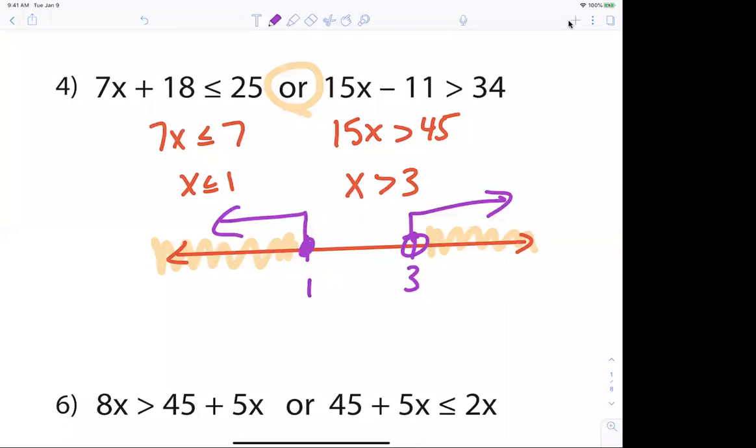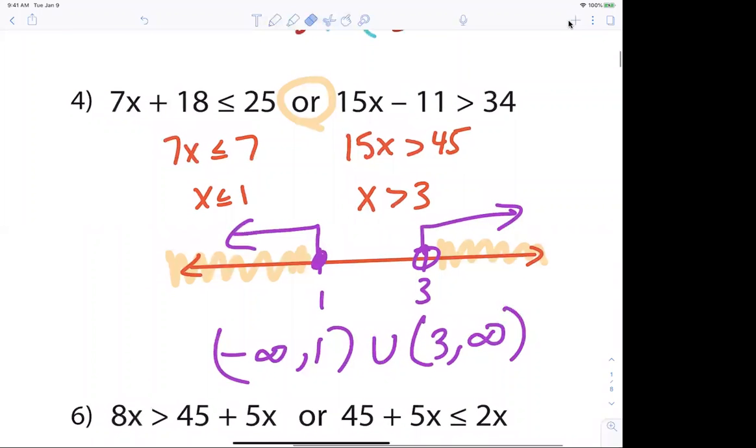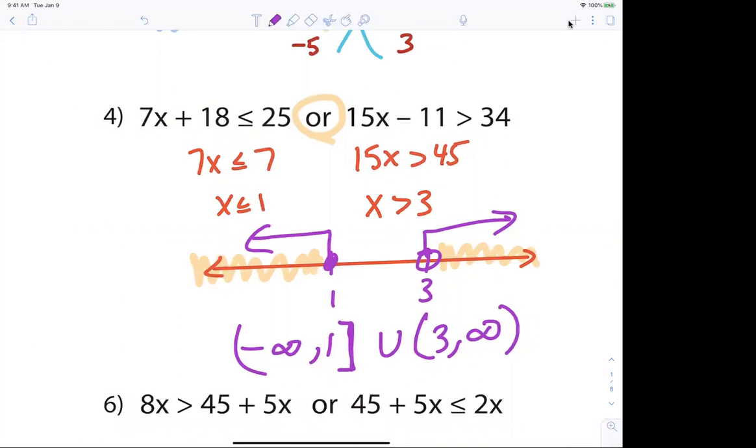So you would say from negative infinity to 1 and from 3 to infinity. Although I did make one little mistake. That is supposed to be a bracket because bracket is inclusive. Anyone have any issues with that? Very good.